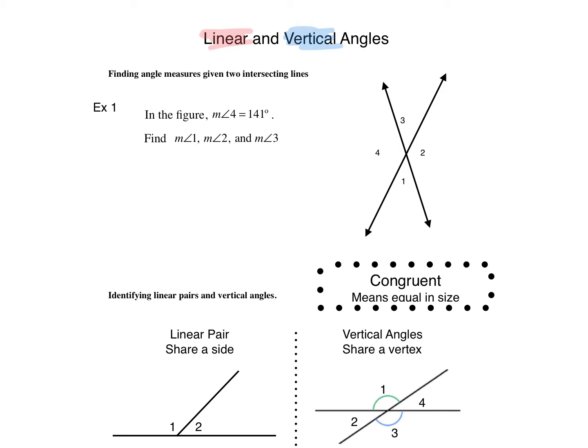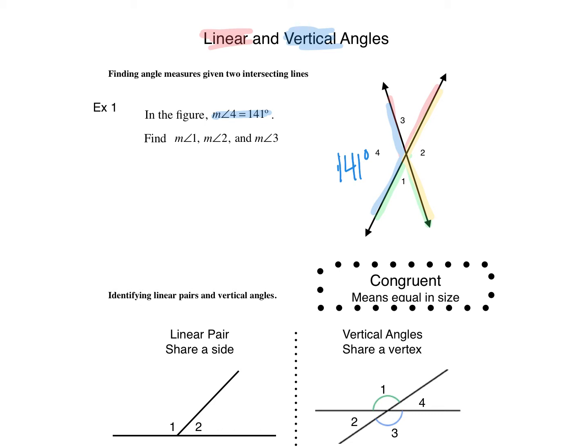We're going to be given an example where we're going to see pictures of 4 different angles here. So we've got angle 3, which would identify this one, angle 4, which would identify that one, angle 1 would be this angle, and angle 2, which would be that angle, okay? So we have 4 different angles that are shown, and then we're given pieces of information about each of the angles. So first thing that it tells us is that the measure of angle 4 is 141 degrees, and it wants us to find angles 1, 2, and 3.